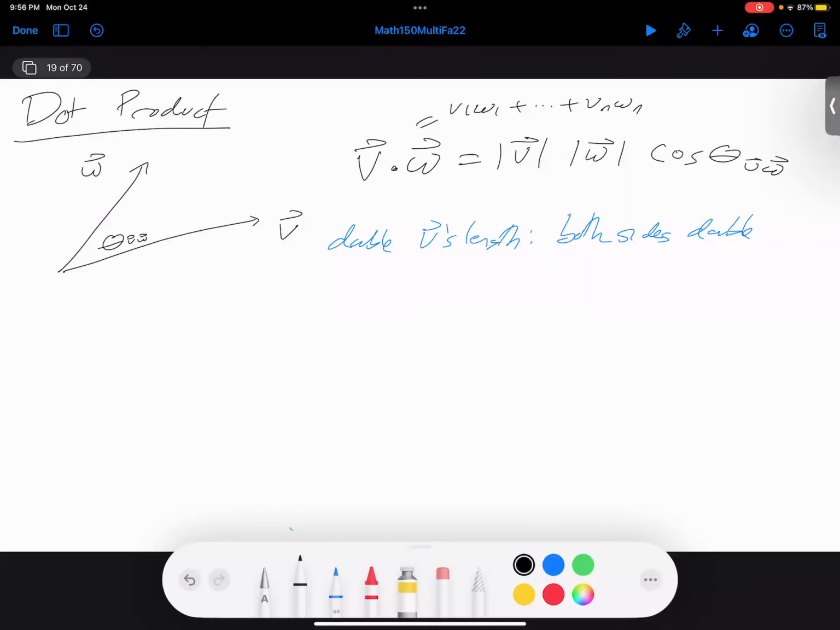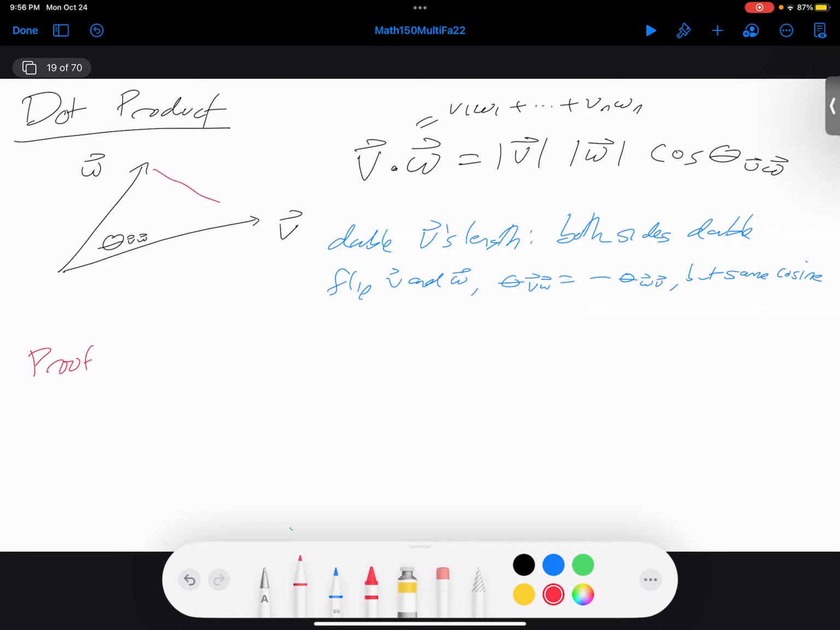What if I flip the order of v and w? Should that change the answer? No. Flip v and w, the angle of vw might be negative the angle of wv, but same cosine, because cosine is what kind of function? Yeah, cosine is an even function. So let's prove this.